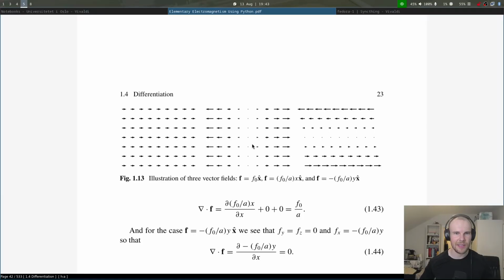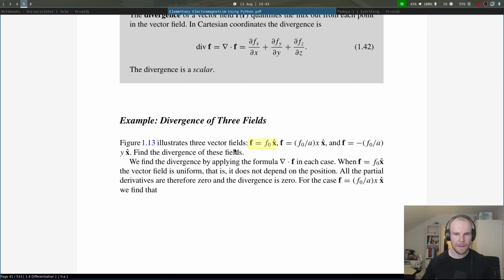We did divergence last time, so now let's do some divergence examples. I haven't written down the examples you have to see in the book. We can just take the first one and I can explain a little bit. In figure 1.113, illustrate the 3 vector fields, find the divergence of these fields. There's no x, y, and z here, just f0. So this field is just a constant in the x direction, and there's no divergence, of course.